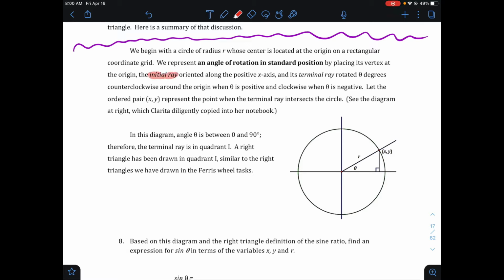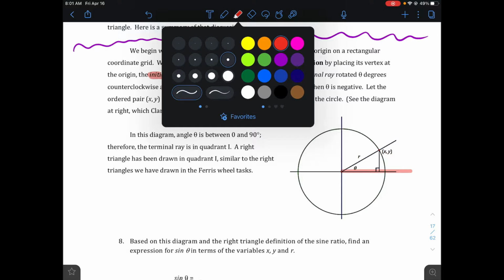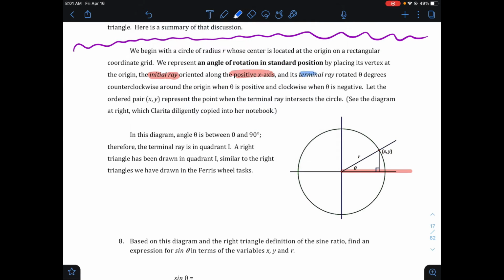So the initial ray, that's this guy here. That is along the positive x-axis. That's where the initial ray goes. Then you have the terminal ray. Okay, so the terminal ray is this guy here. So rays are just rays. If you don't remember what a ray is, a line that goes in one direction. Let's see, will it give me a ray? There we go. So that's a ray, right?